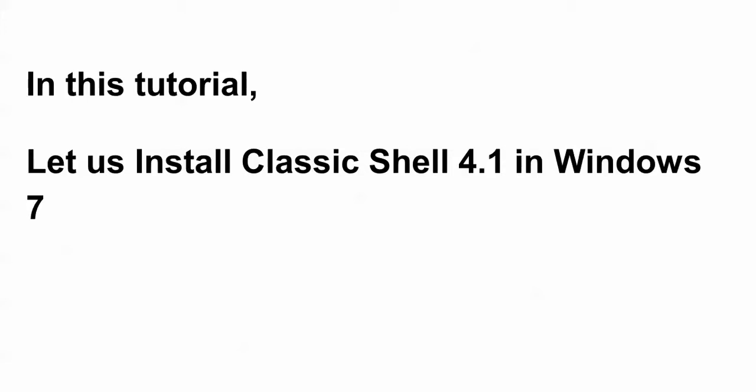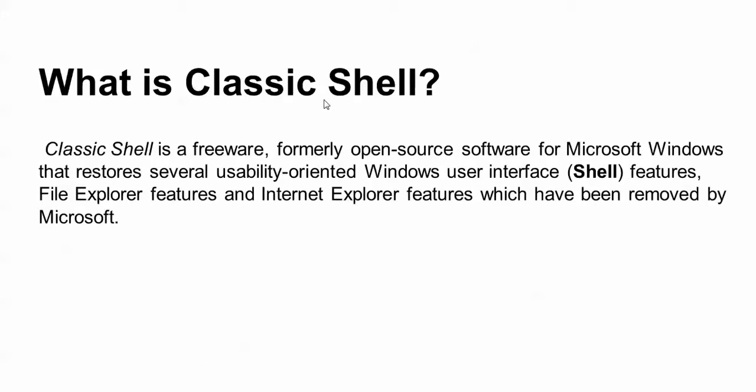In this tutorial, I will show you how to install Classic Shell, version 4.1, on Windows 7. You can install it on Windows Vista also, and on servers, desktops, and laptops. Let me tell you what Classic Shell is.